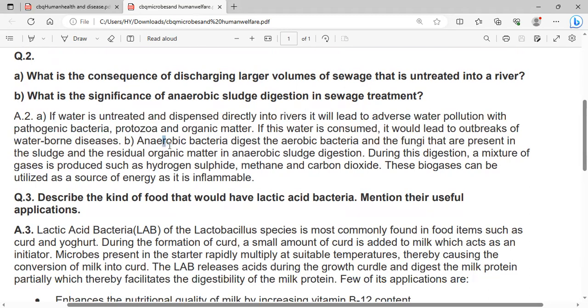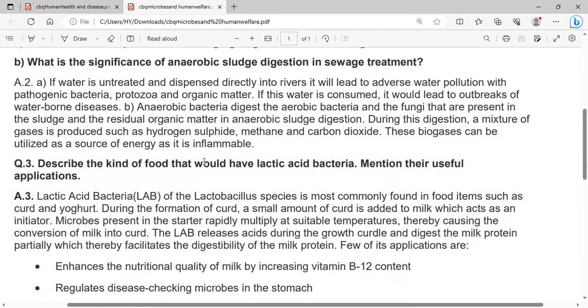Next is anaerobic. सेकेंड पार्ट का आंसर है, what is the significance of anaerobic sludge digestion. Anaerobic bacteria digest the aerobic bacteria and the fungi that are present in the sludge. Residual organic matter is anaerobic sludge digestion. During the digestion, a mixture of gas is produced such as hydrogen sulfide, methane, and carbon dioxide. And these biogases can be used as a source of inflammable fuel because they can burn as a domestic fuel.